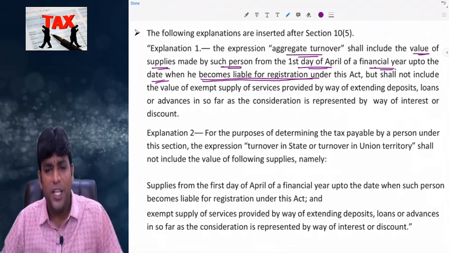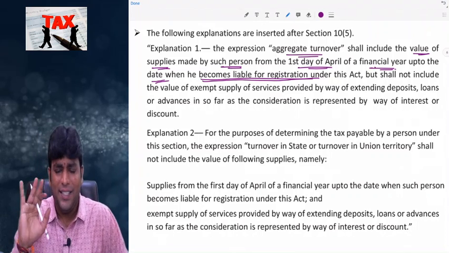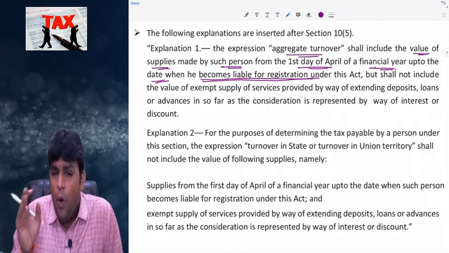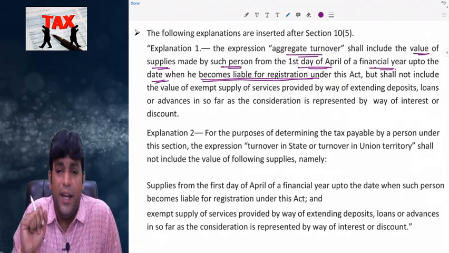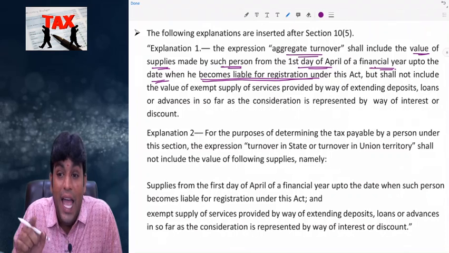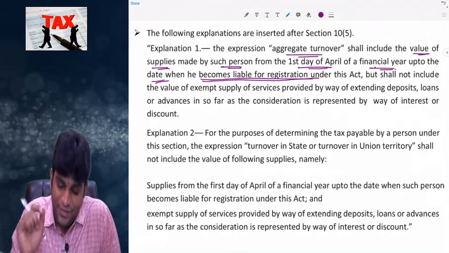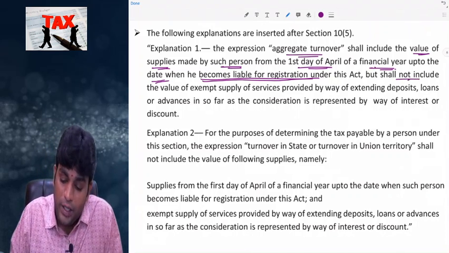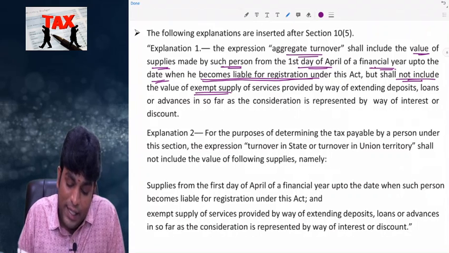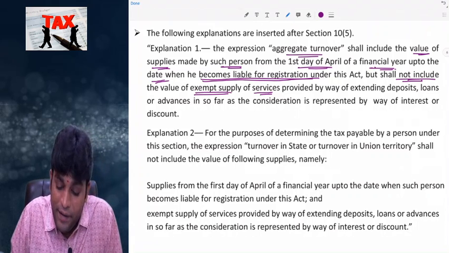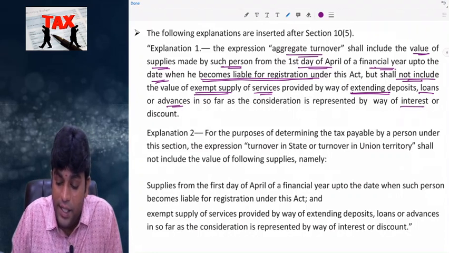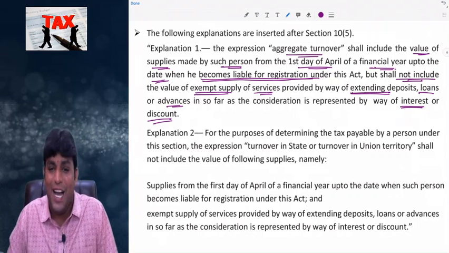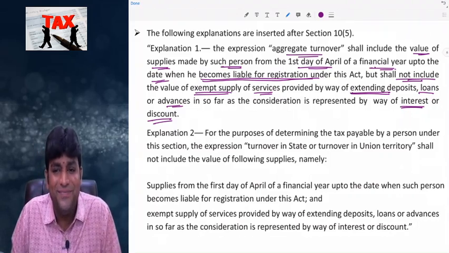When he becomes liable for registration, 10 lakhs, 20 lakhs, 40 lakhs, as the case may be. Now, whatever turnover is done up to 10 lakhs, 20 lakhs, 40 lakhs, that will be considered for the purpose of calculating aggregate turnover. But that shall not include the value of exempt supply of service provided by way of extending deposits, loans, advances, where the consideration is interest or discount. This point I already told you, sir.